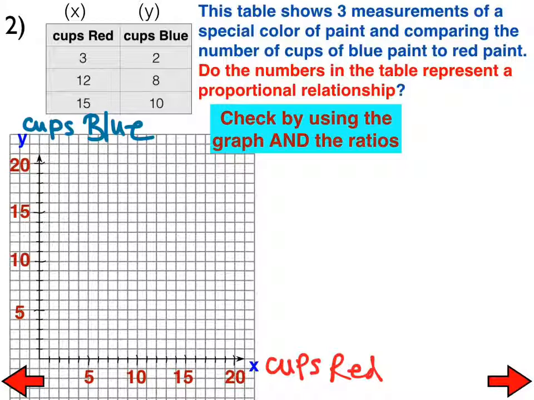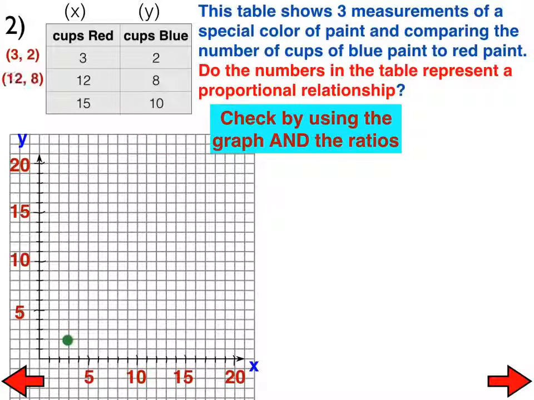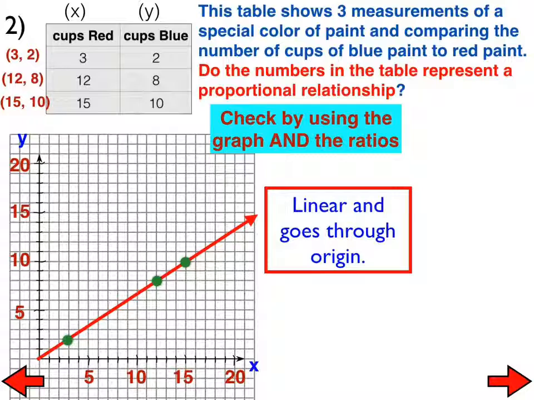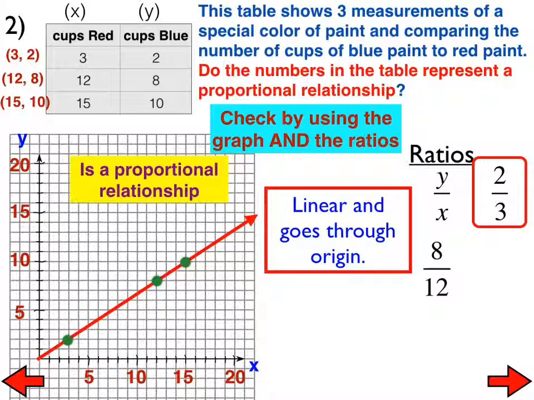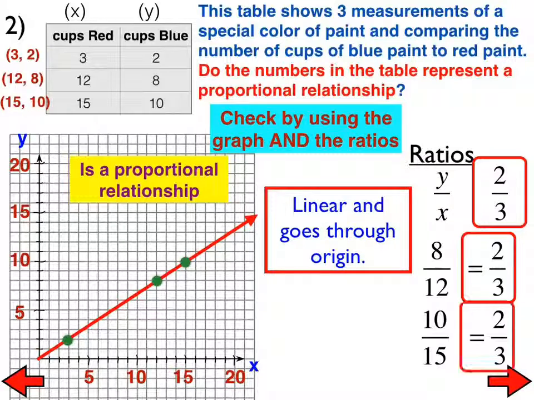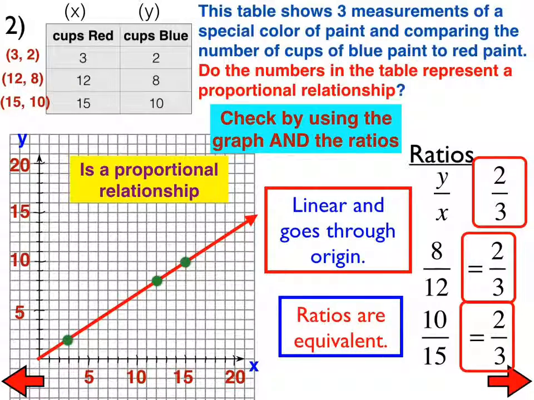Okay, so this is cups of red paint compared to cups of blue paint. We labeled our axes, and then we plotted the points. Over 3, up 2. Over 12, up 8. Over 15, up 10. Your line should go through the origin, meaning it's proportional. And then I asked you to check the ratios, so that's 2 over 3, 8 over 12, and 10 over 15. They all reduce to what? 2/3, which means k equals 2/3. Ratios are equivalent, so it's proportional.